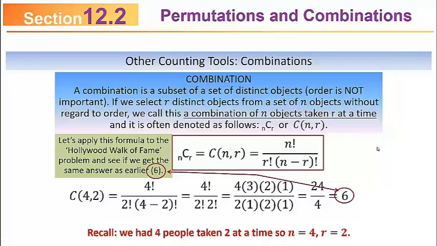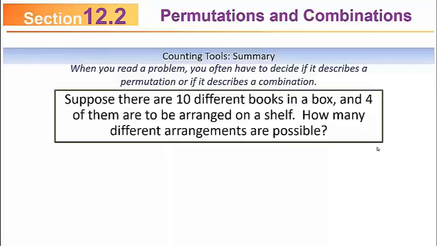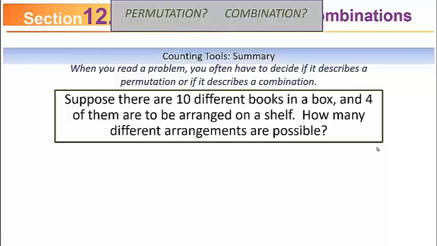So these formulas allow you to get to the count much faster than having to do it by brute force. Now, one of the things you'll come across when you're doing these is that when you read a problem, sometimes you have to figure out, is it a permutation or is it a combination? For example, suppose there are 10 different books in a box and 4 of them are to be arranged on a shelf. How many different arrangements are possible? You're taking 10 books and you're going to take 4 of them and arrange them on a shelf. Well, if you're arranging them on a shelf, by definition, order matters.